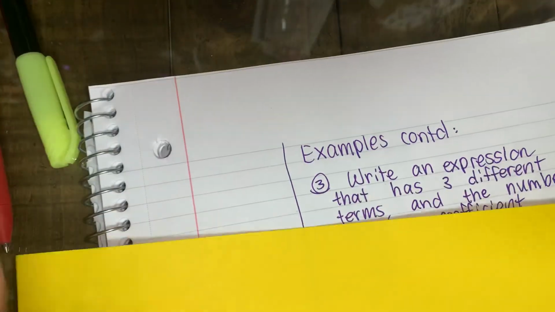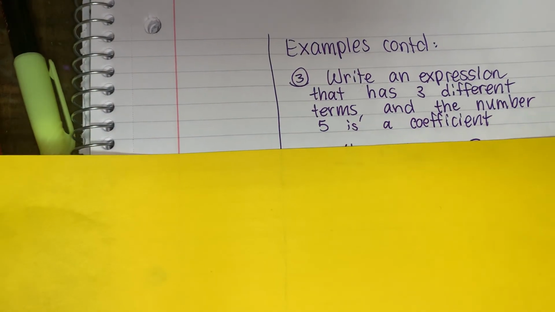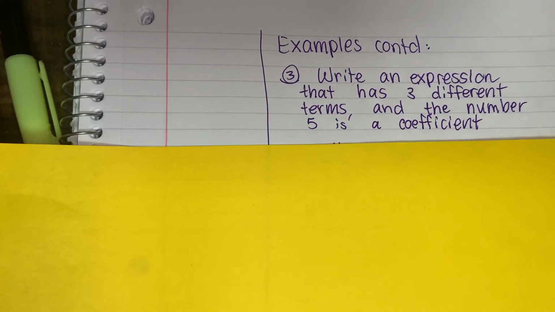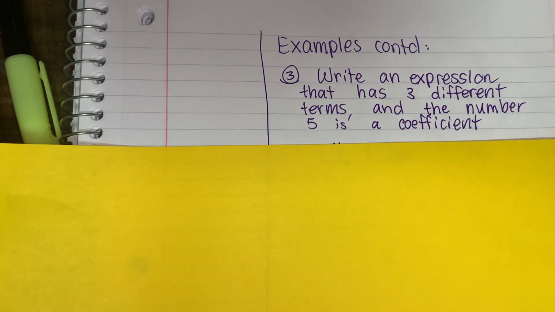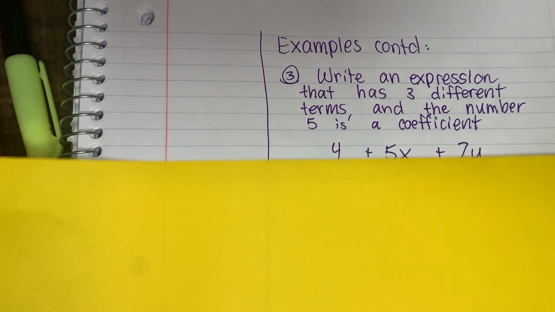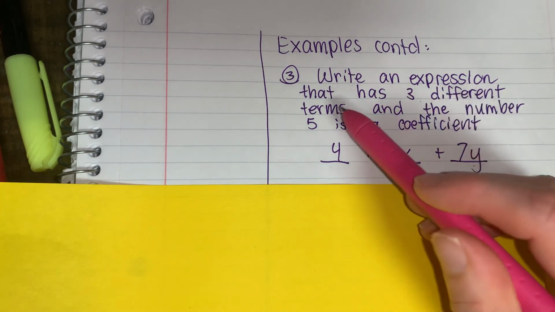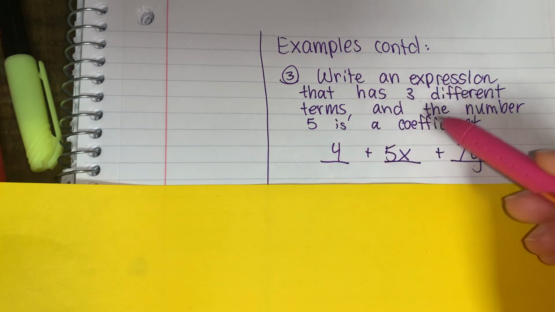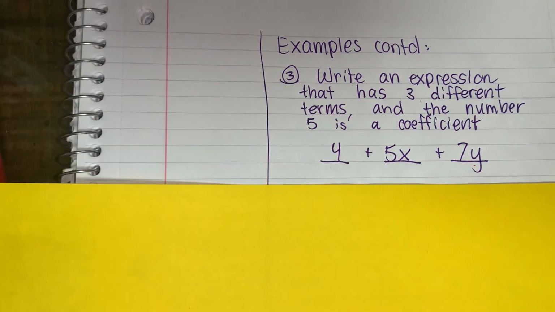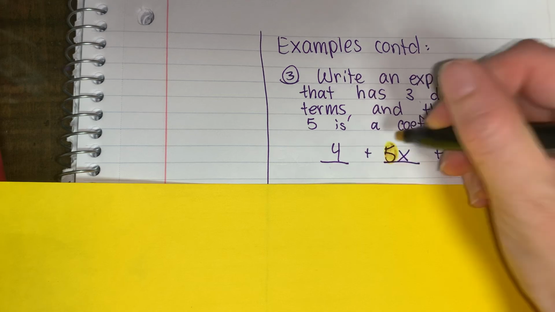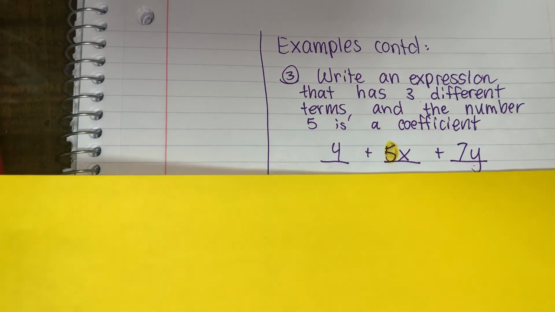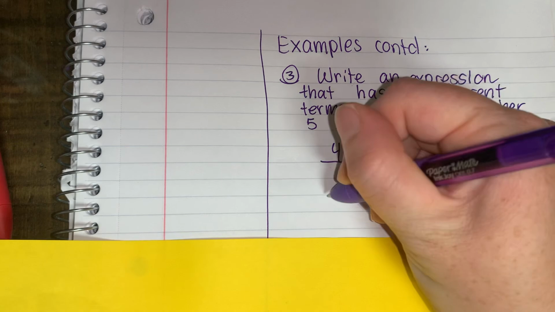And our last example for the day. This is going to be similar to your assignment on the Google Doc. Write an expression that has 3 different terms and the number 5 is a coefficient. So if you were to set up 3 spaces, 1, 2, 3, 3 different terms, and the number 5 is a coefficient. Remember, coefficients are what are getting multiplied by the variable.